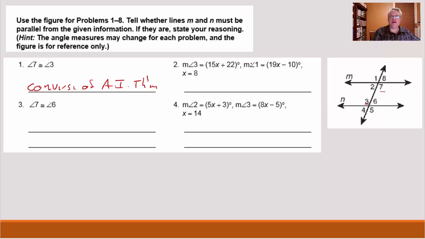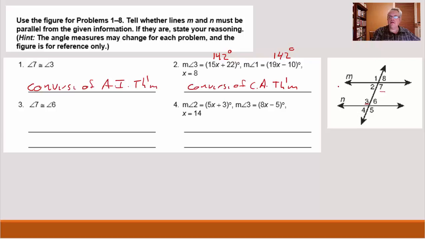If the measure of 3 is that, the measure of 1 is that mess, and x equals 8, how do I know they're parallel? Okay, well, if we substitute 8, we get that this is 142 degrees, and this is 142 degrees. They're congruent. That makes 1 and 3 congruent. 1 and 3 are corresponding angles. So if corresponding angles are congruent, the lines are parallel. That's the converse of the CA theorem.